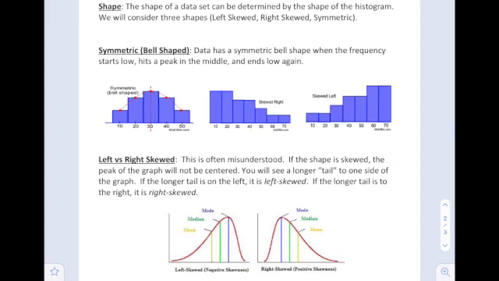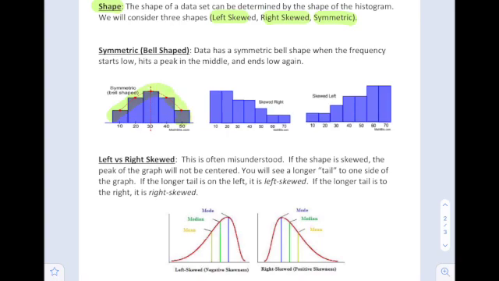Now we're going to move on to talking about one of the valuable things you get once you've constructed a histogram, and that's information about the shape of the data. Datasets can take on many different shapes, and three of the key ones are left skewed, right skewed, and symmetric. A symmetric graph starts low, ends low, and peaks nicely in the middle.